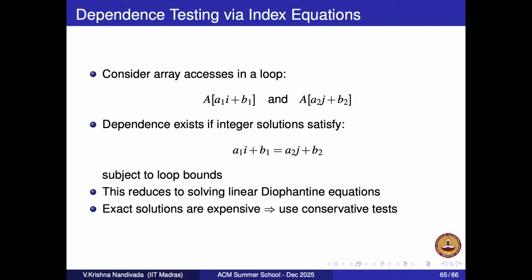So we are looking for two things. If there is an integer solution, remember we are looking for integral solutions only, for this equal to this, and I1 is less than loop bound, I2 is less than loop bound. Sorry, J here, I and J both are less than loop bounds. So one can solve these linear Diophantine equations. There are many different ways to solve.